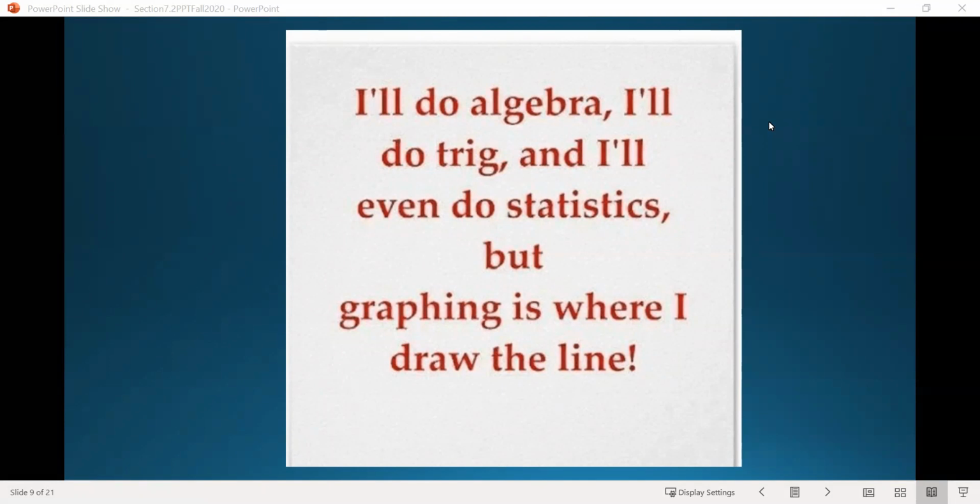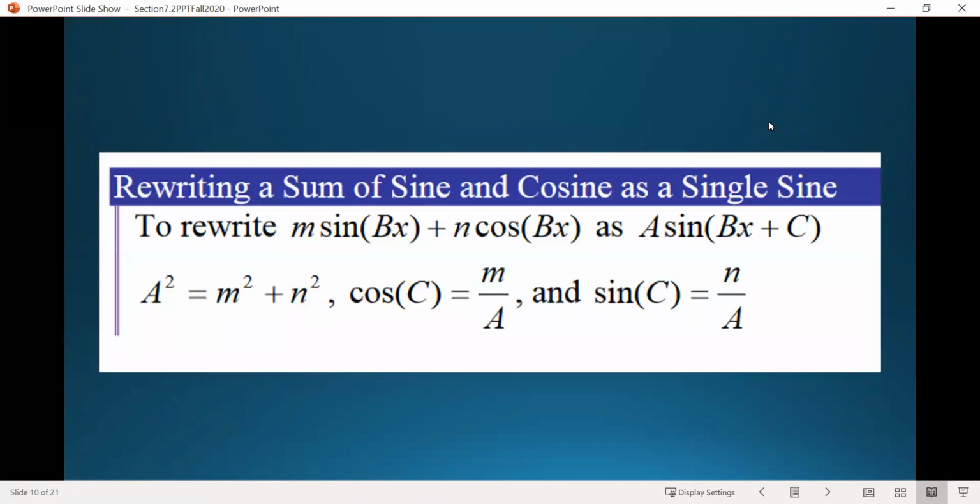So continuing on, we're going to learn a new identity and how to use it. This identity allows us to rewrite the sum of a sine and a cosine as a single sine. Let's first of all read this. It says to rewrite something of the form m times sine of bx plus n times cosine of bx in a form where it's a times sine of bx plus c.